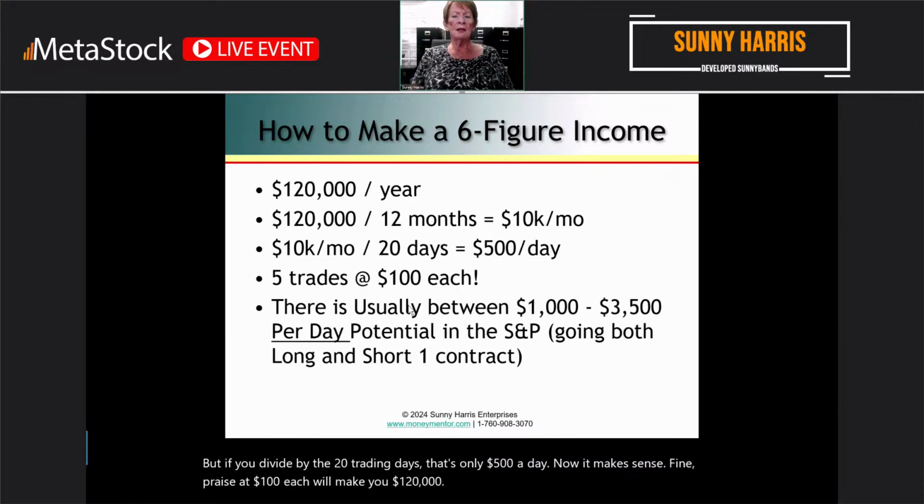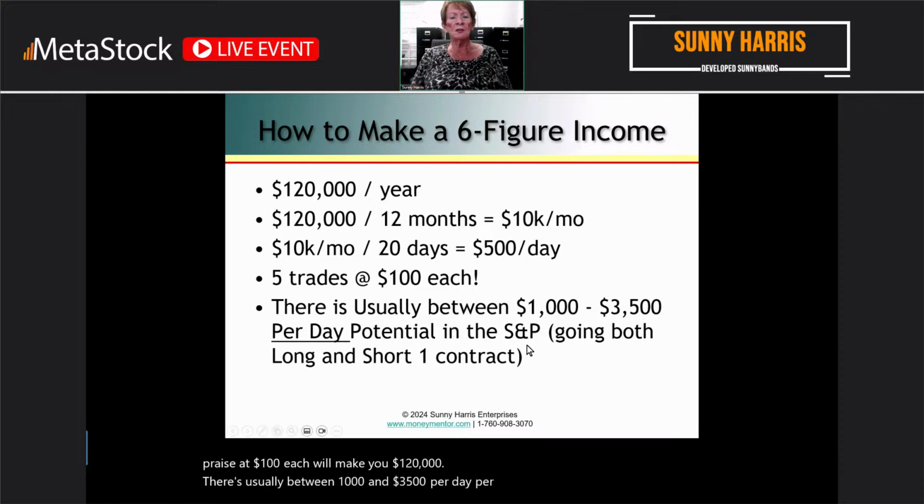There's usually between $1,000 and $3,500 per day potential in the S&P if you go long and short, just one contract.